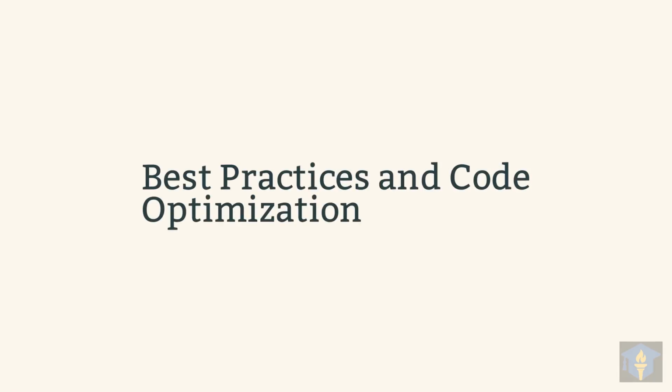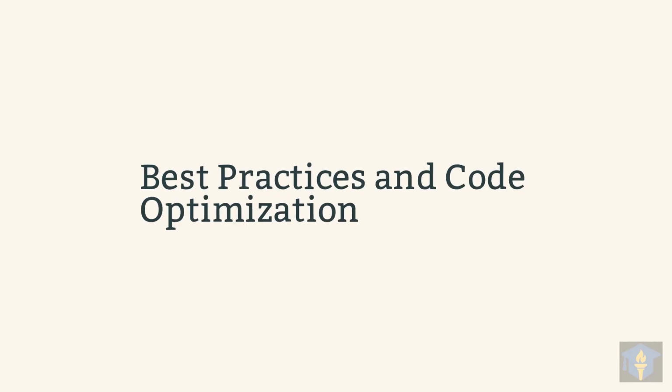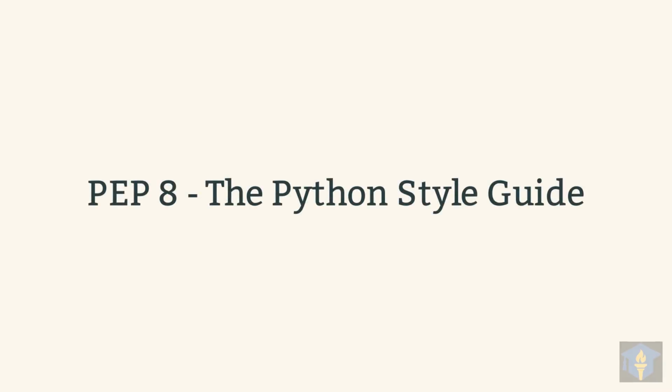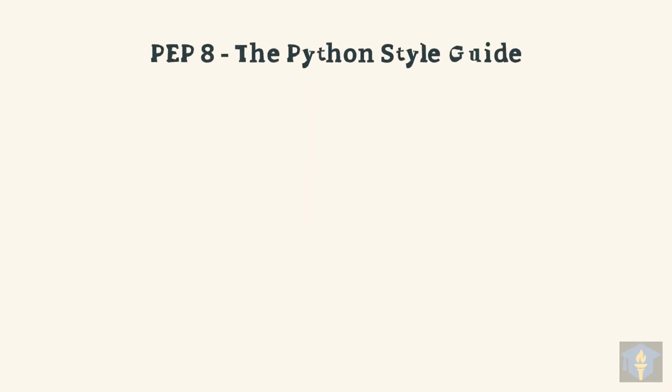Welcome to our discussion on best practices and code optimization, where we'll explore how to improve our programming habits. Our goal is to learn how to write Python code that is not only efficient, but also highly readable and easily maintainable. We begin with PEP8, which stands for Python Enhancement Proposal 8, the official style guide for Python code.